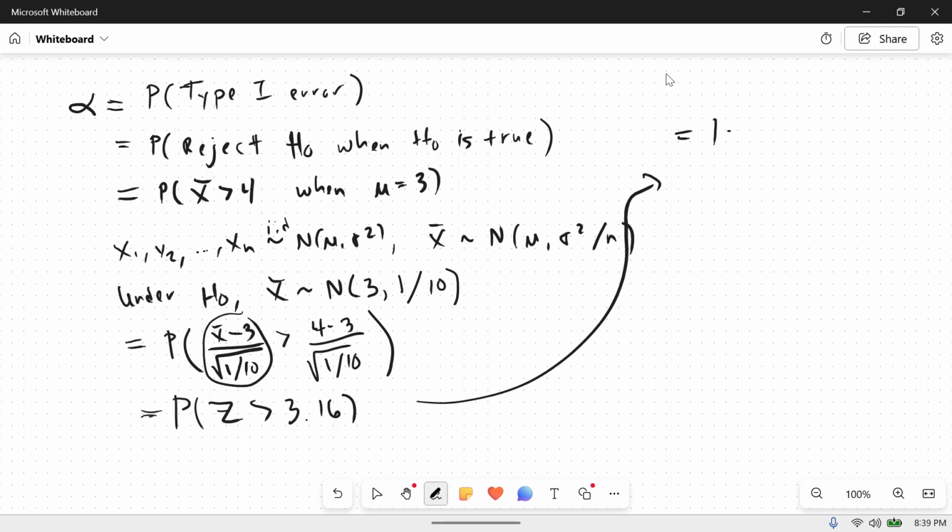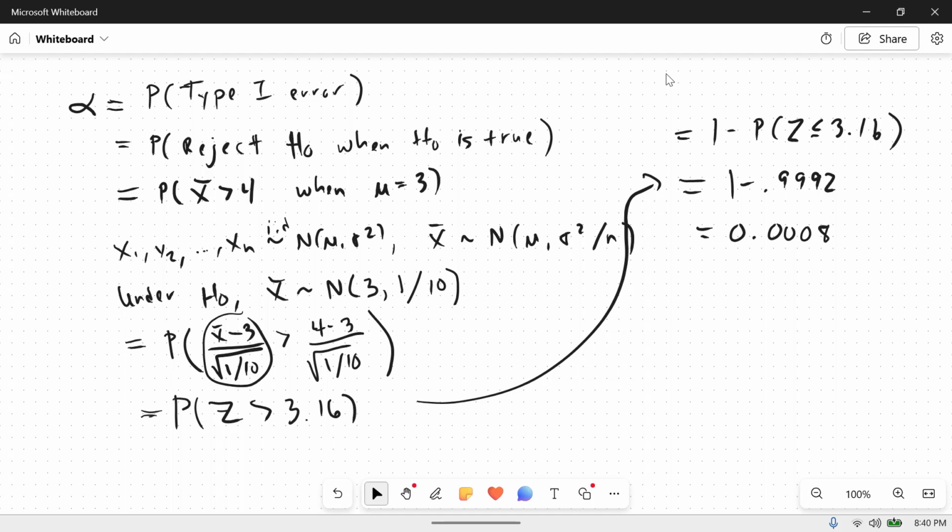That is equal to 1 minus the probability that z is less than or equal to 3.16. And now if we wanted to, we can use the table in our book, or we can use something like R or Python and figure out the probability that the standard normal is less than or equal to 3.16. And if you do that, you're going to get 1 minus 0.9992, which equals 0.0008.